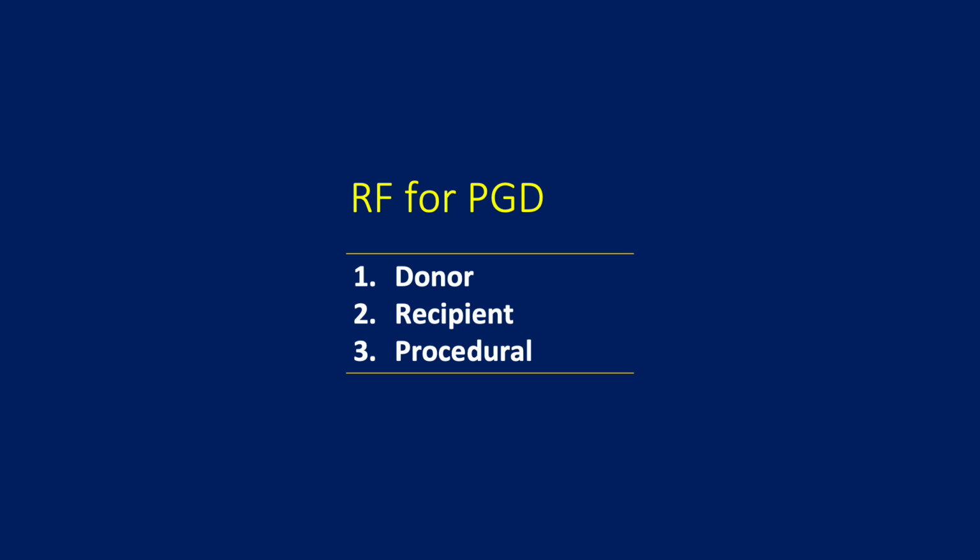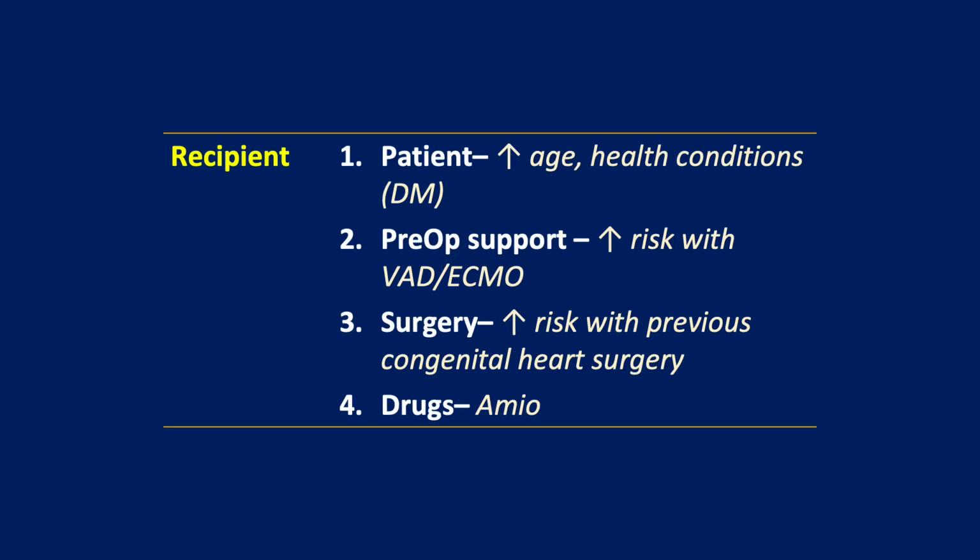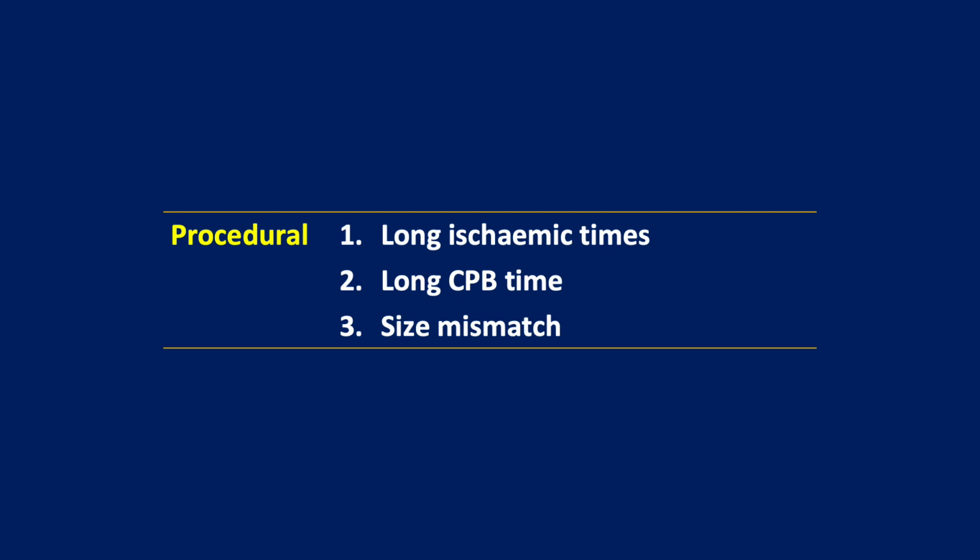They can be split up into donor, recipient and procedural. Donor risk factors include increasing age, female donor to male recipient gender mismatch, the etiology of the death, increase in LV hypertrophy due to the increased risk of ischemic injury, and increased cardiovascular support. The recipient: increasing age, preoperative support, surgery and drugs including amiodarone. And procedural: these include long ischemic times, long cardiopulmonary bypass times and size mismatch.